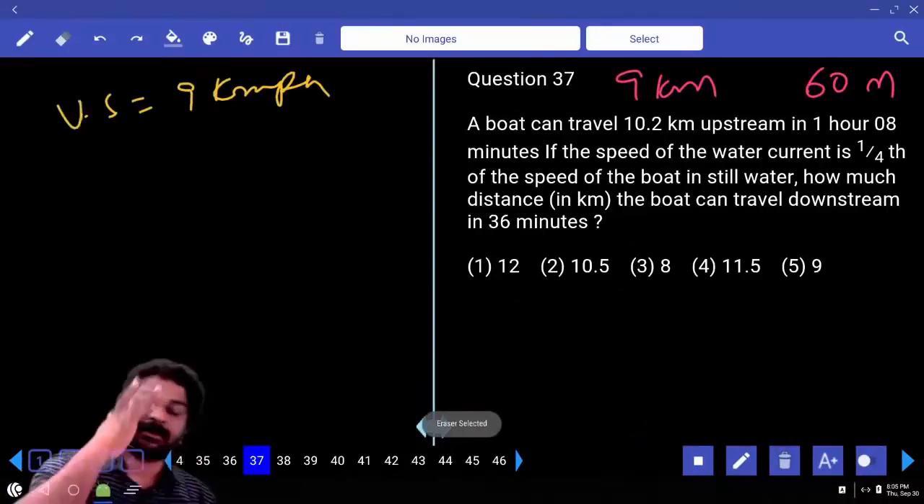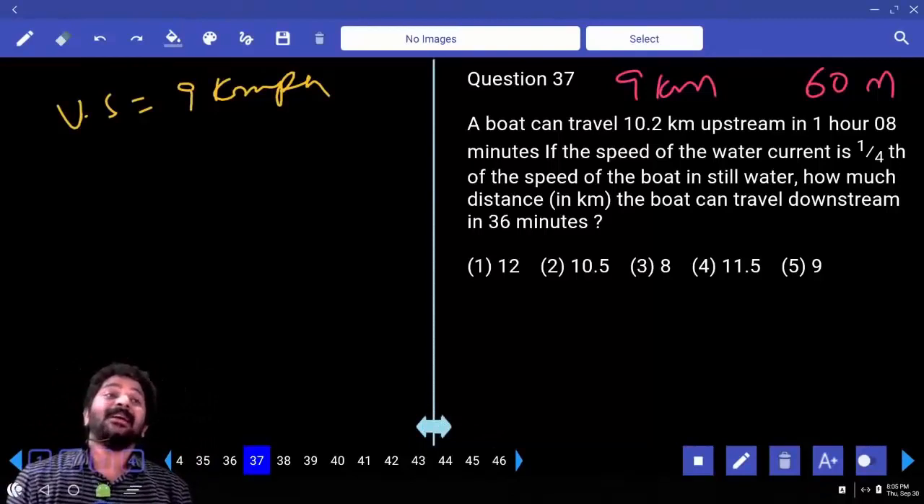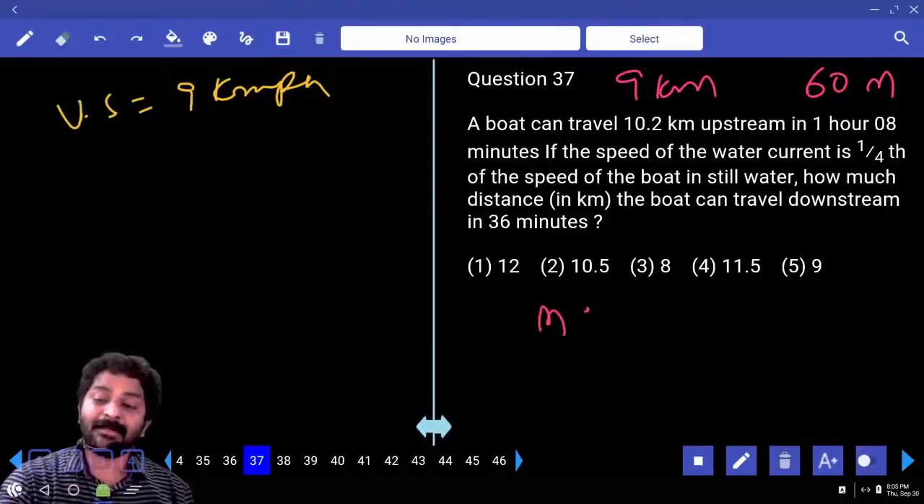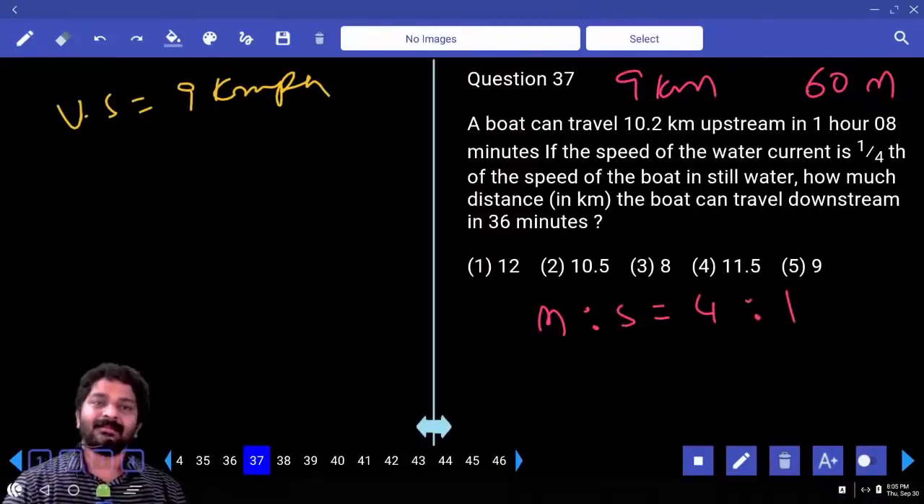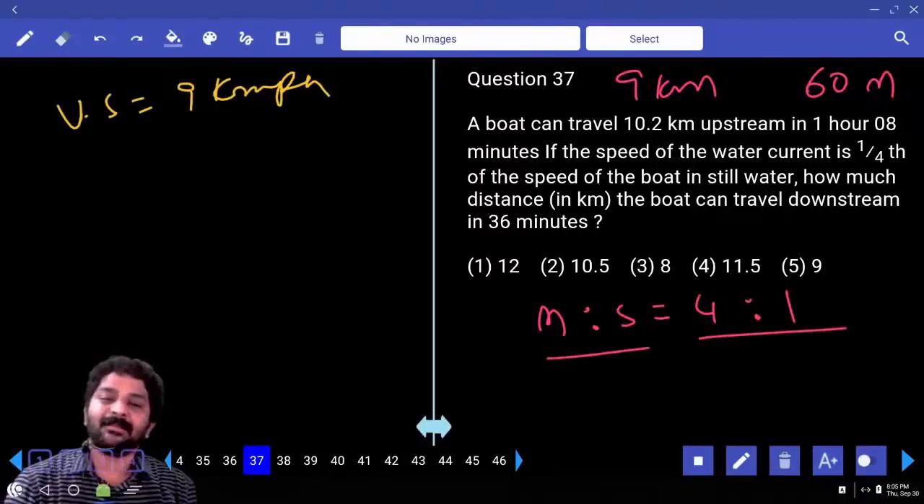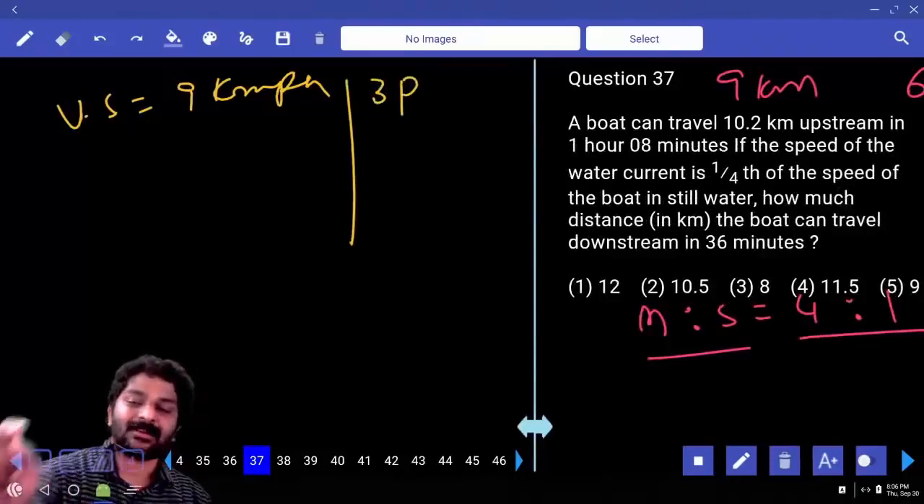Upstream speed is equal to 9 kilometer per hour. Speed of the water current is 1/4 of the speed of the still water. That means M is to S is equal to 4:1. Agreed or not? Upstream M minus S, how many parts? 3 parts is equal to 9 kilometer per hour.